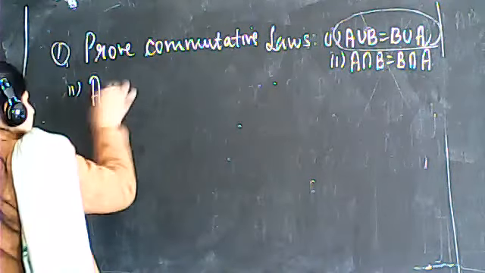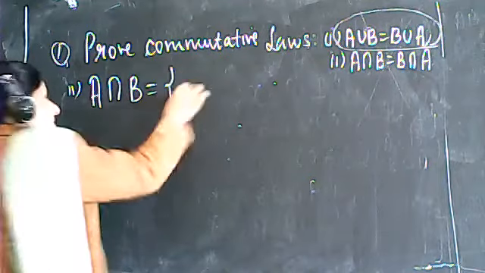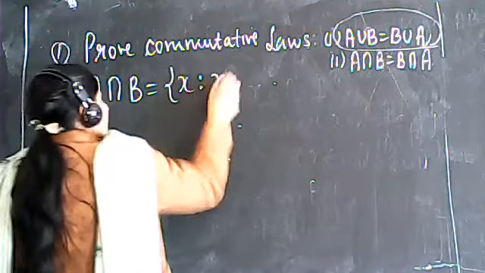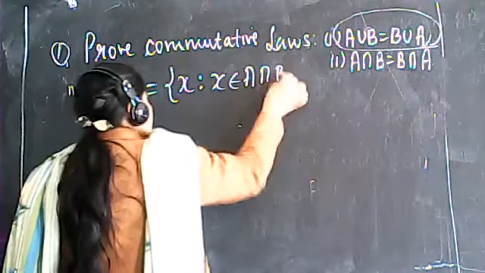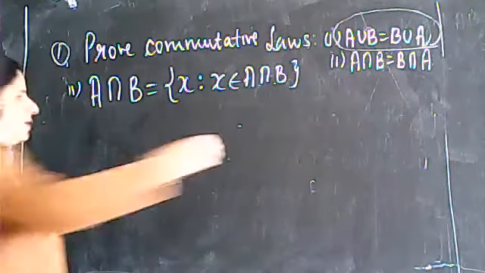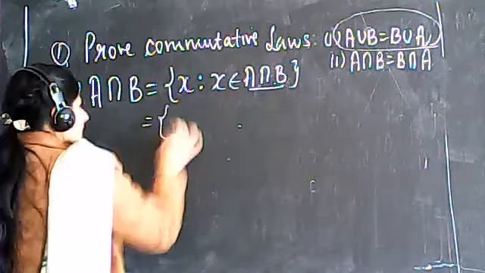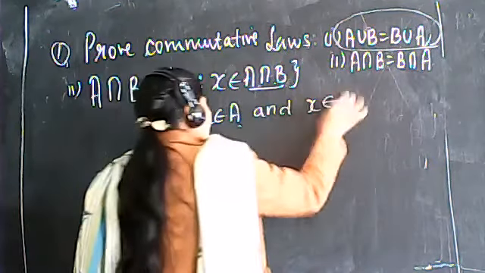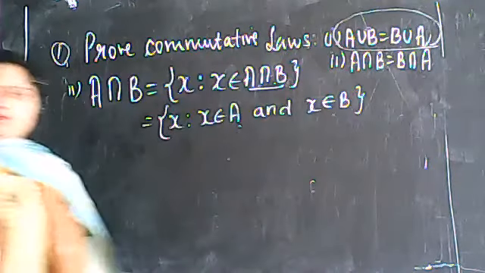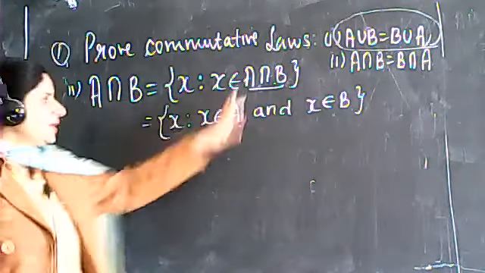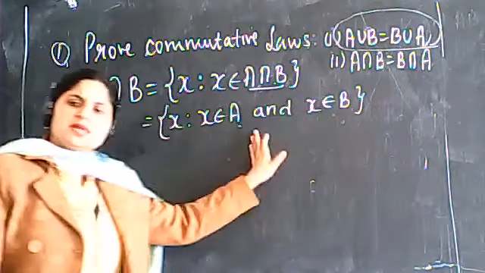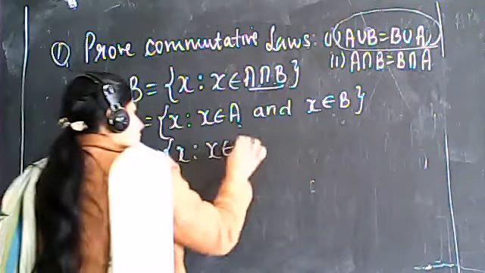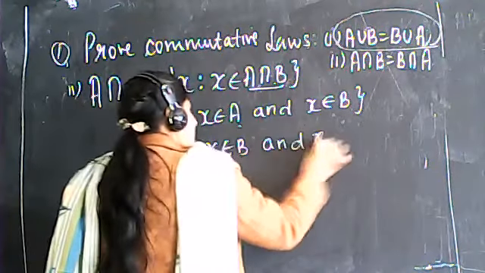Consider the left hand side. What is the left hand side? A intersection B. What is the definition of a set? It is the collection of those elements which are present in A intersection B. What is the definition of A intersection B? It is the collection of those elements which are present in set A and present in set B. An element goes into the intersection only if it is present in both sets, in the first set as well as in the second set. So this can be written as X belongs to B and X belongs to A.